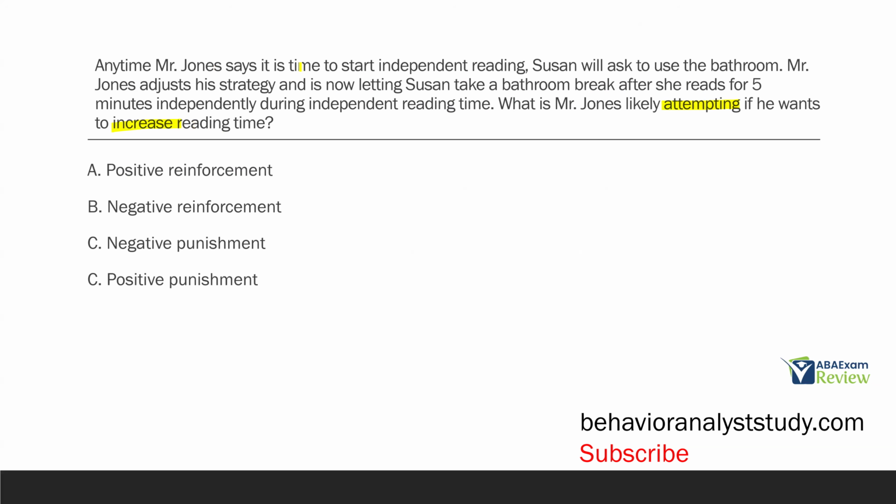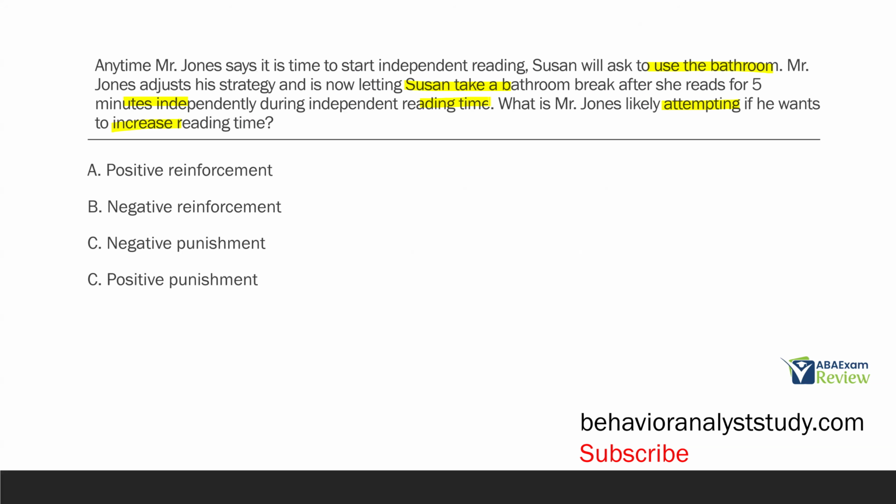So we know that whenever Mr. Jones says it's time to read, Susan wants to go to the bathroom. Looks like escape. Mr. Jones adjusts and says, okay, Susan, you can take a bathroom break after you read for 5 minutes during reading time. So now he's using escape from reading as the reinforcement for reading. But what is Mr. Jones attempting? Is it A, positive reinforcement?